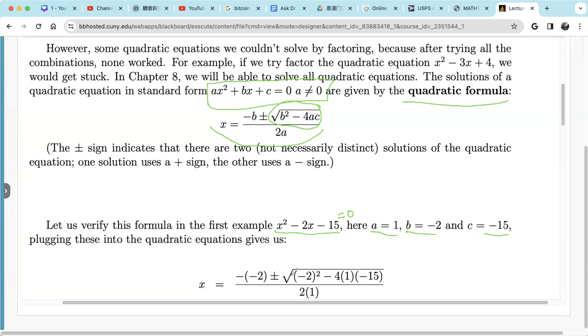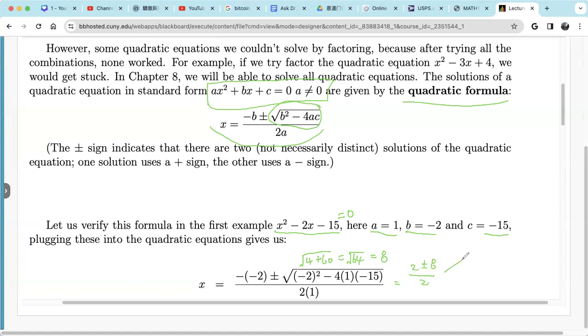-(-2) plus minus the square root of (-2) squared minus 4 times a, 1, times c, -15. Negative 2 becomes positive 2. 2 squared here is 4. Minus 4 times 1, minus 4, times -15, positive 60. And so we get the square root of 4 plus 60, which is 64. The square root of 64, we know, is 8. So we have positive 2 plus minus 8, divided by 2.